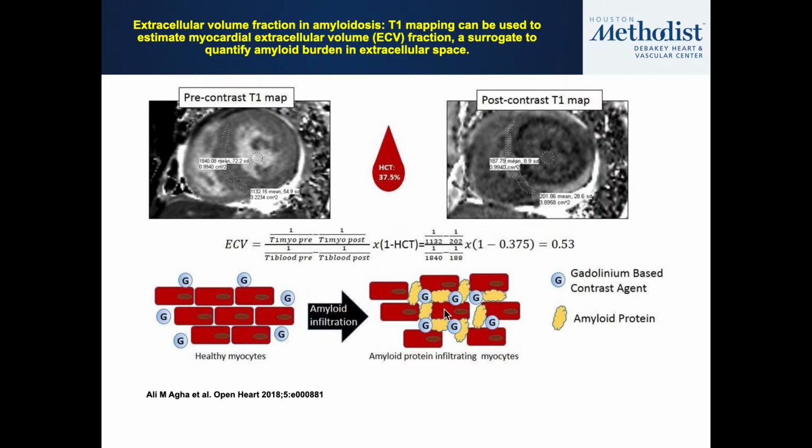And as a result, we can actually use this principle to do even more quantitative mapping using a technique called extracellular volume fraction, where we can see that typically patients with cardiac amyloidosis have a very high or very large extracellular compartment, and typically the extracellular component is 40 or 50% of the total myocardial volume.